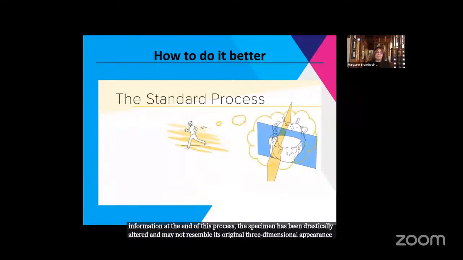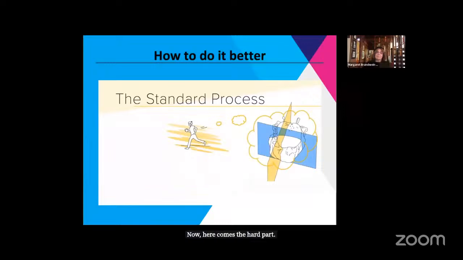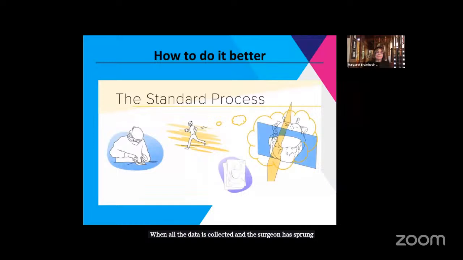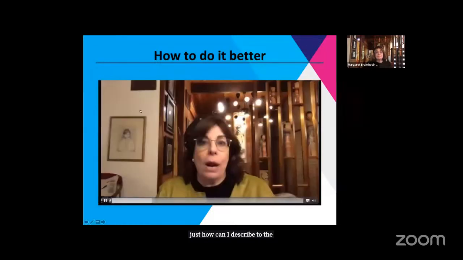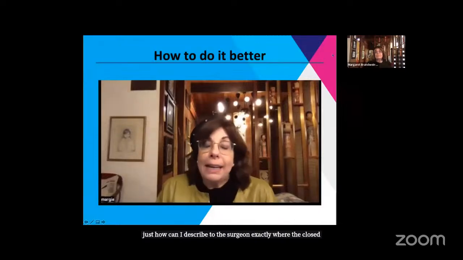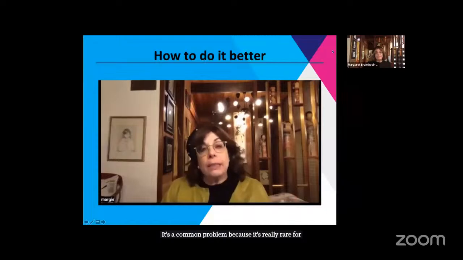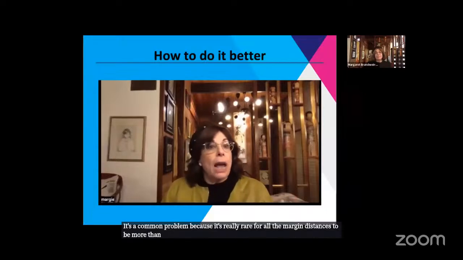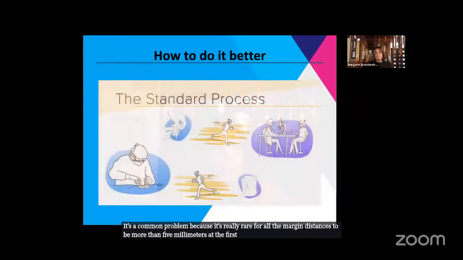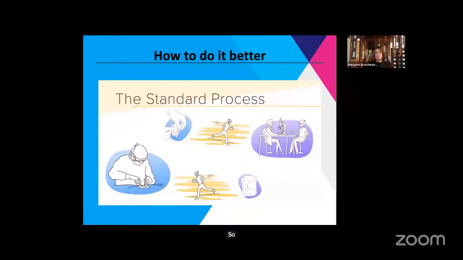Now, here comes the hard part. When all the data is collected and the surgeon has scrubbed back into the OR, just how can I describe to the surgeon exactly where the close margins are located? It's a common problem because it's really rare for all the margin distances to be more than 5 millimeters at the first margin assessment. So the surgeon needs to break scrub again to come back into the frozen section lab.